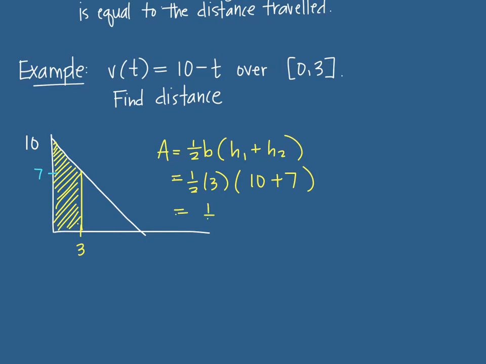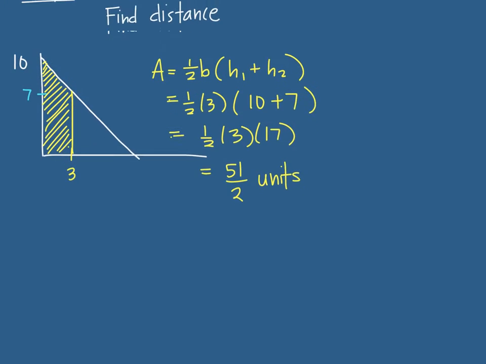So we're looking at 1/2 of 3 times 17. So 3 times 17 is 51. So 51 over 2. And so the distance traveled is 51 over 2 units. I didn't specify what the units were, but whatever the units are, that will be the units for that. So when the velocity graph is nice and linear, it works out great.